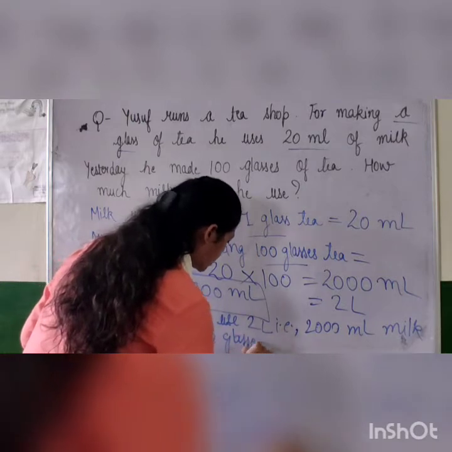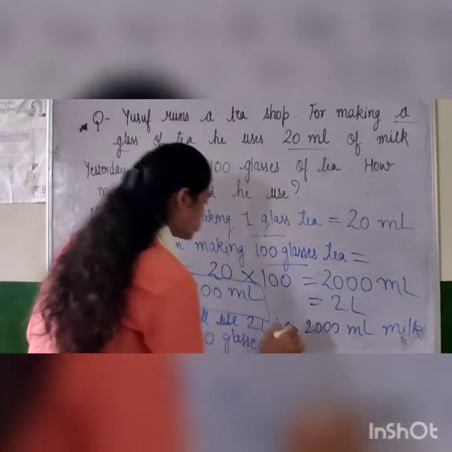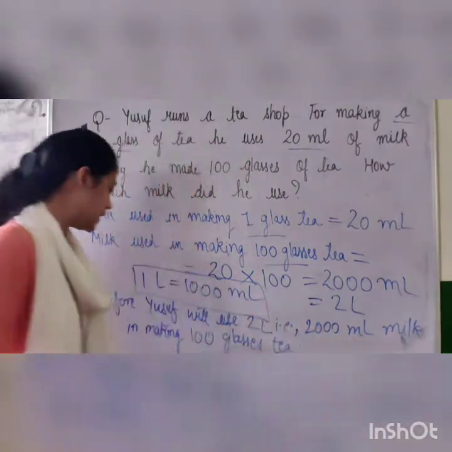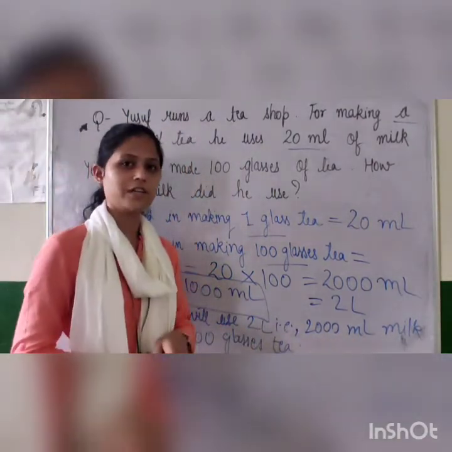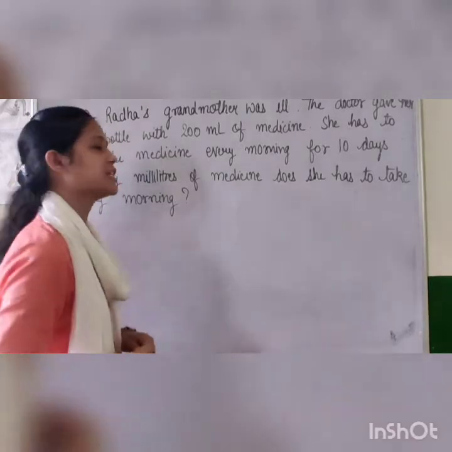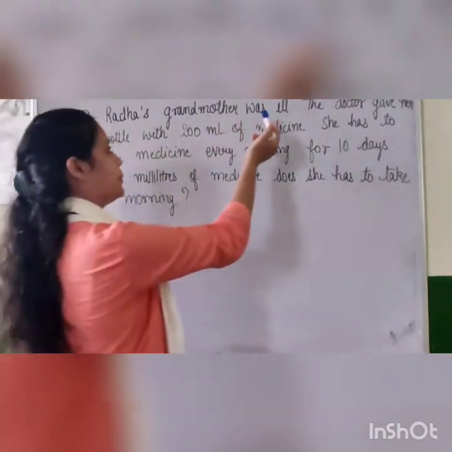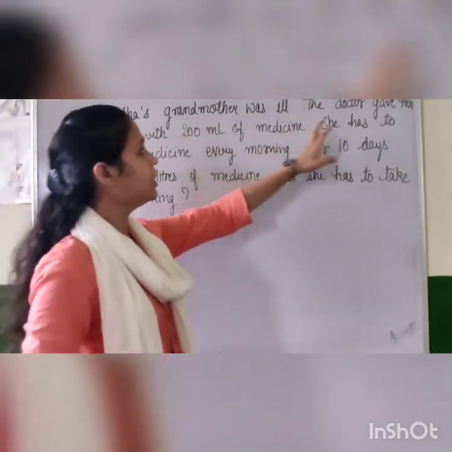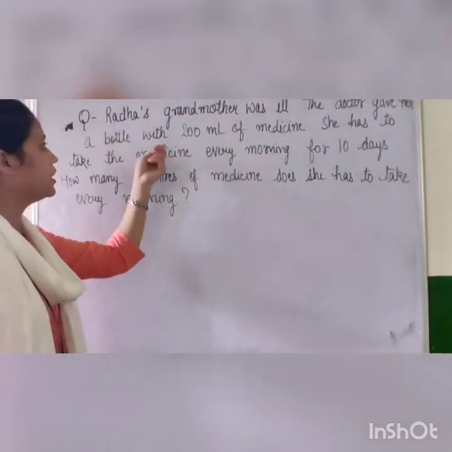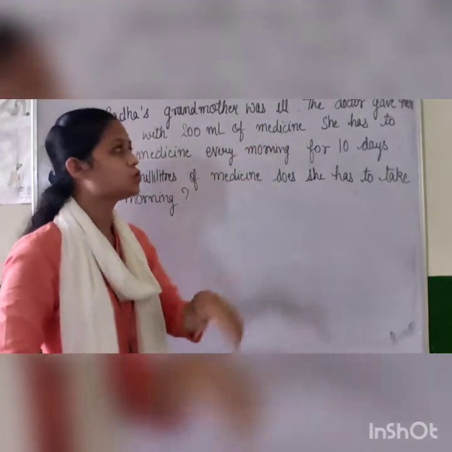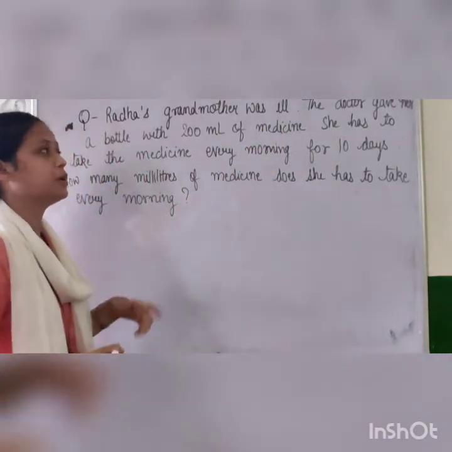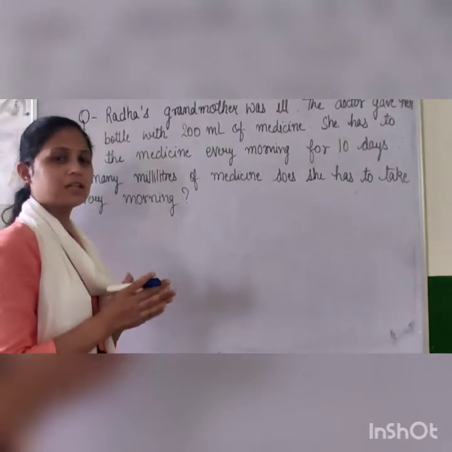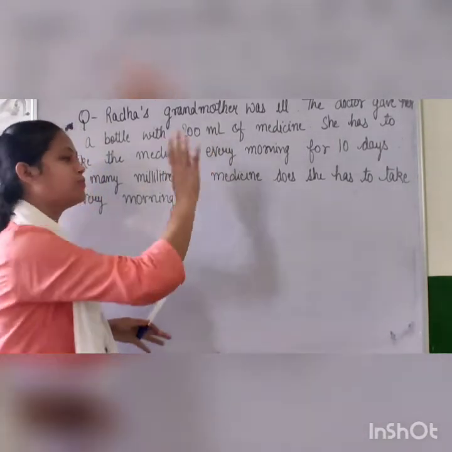So Yusuf will use 2 liters, that is 2000 milliliters of milk, in making 100 glasses of tea. The next question is, Radha's grandmother was ill. So the doctor gave her a bottle with 200 ml of medicine. The doctor gave Radha a bottle that contains 200 ml of medicine.